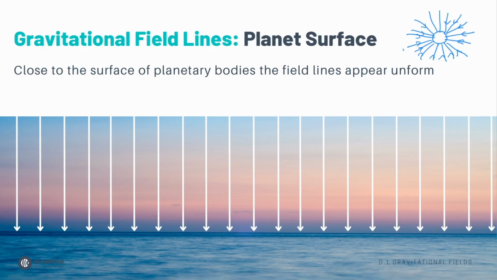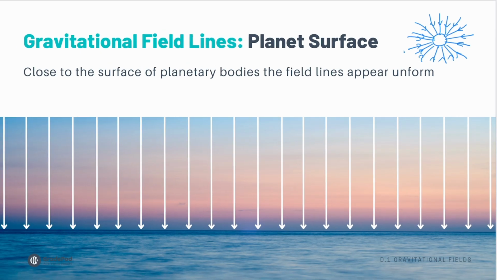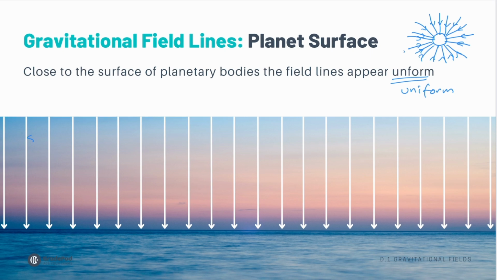When you're on the planet, I'm sure you'll agree, the Earth looks flat, right? And the field lines are not going to be radial at that stage. So please bear in mind that when you're looking at gravitational field lines on a planet's surface, then the field lines appear to be uniform. And by uniform, we mean they're all straight, they're all the same distance apart, and they're all at right angles to the surface of the planet.